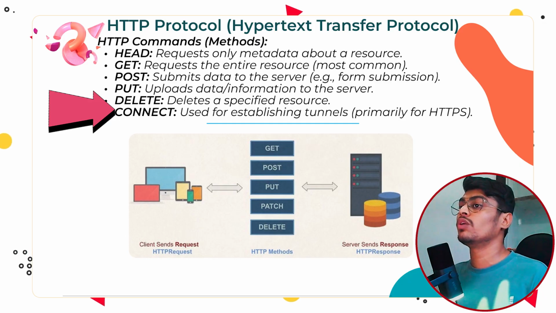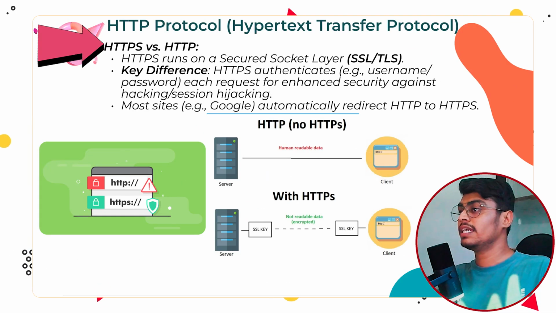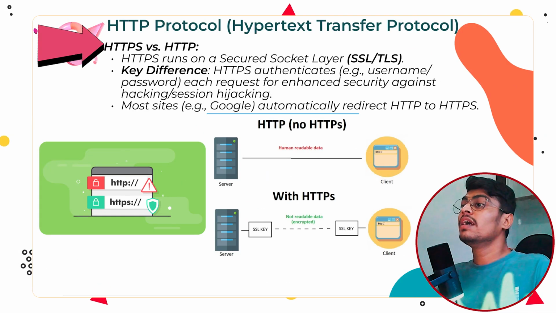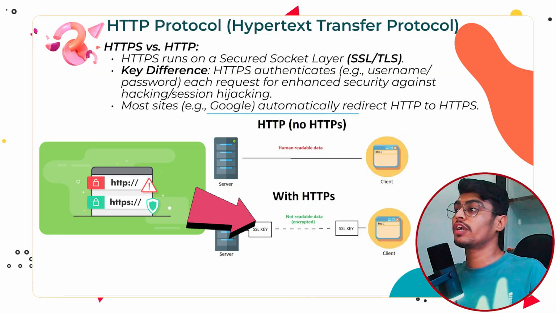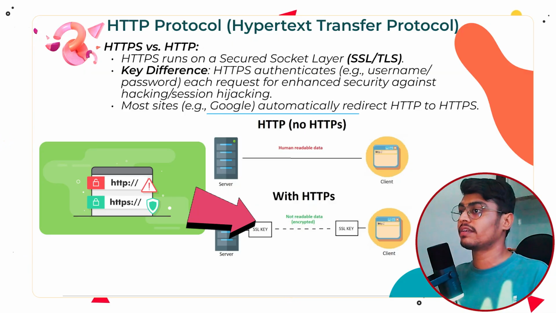Connect is used when you use HTTPS. And the difference between HTTP and HTTPS is that HTTPS works on the secure socket layer, in which username and password are checked in each request.